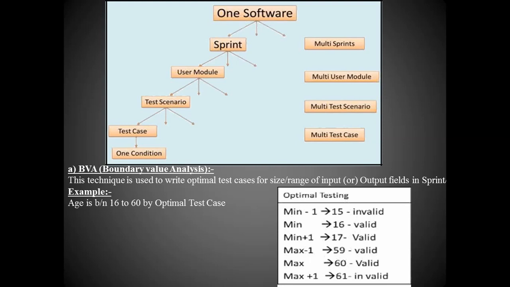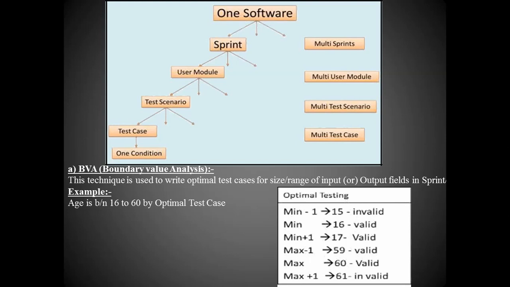This technique is used to write the optimal test cases for the size or range of the input or output fields in the sprint. Example: age is between 16 to 60 by optimal test case. Here the optimal testing values we are going to write as test cases and test data like this: minimum minus 1, minimum value, minimum plus 1, max minus 1, max value, and max plus 1.